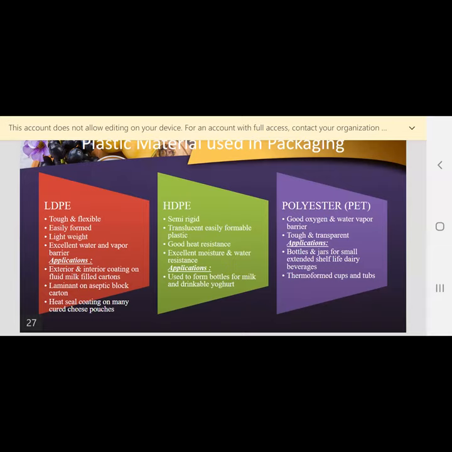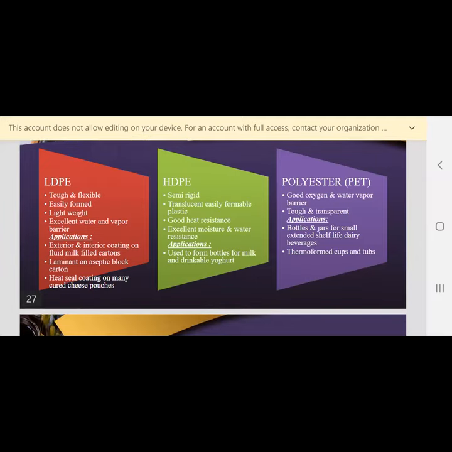Next one is HDPE. What is HDPE? It is semi-rigid. It is not so flexible. It is translucent or opaque. It has no transparency. And it has very good heat resistance compared to LDPE. It has excellent moisture and water resistance, and is used for bottles of milk and drinkable yogurt. The opaque plastic bottles which we observe for various liquid milk products are basically HDPE.